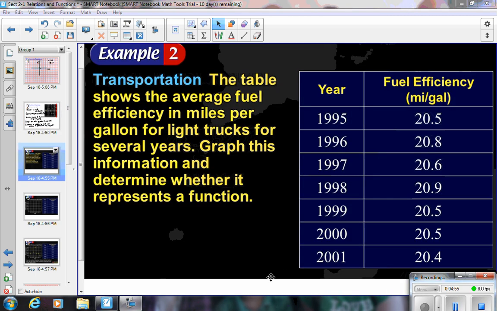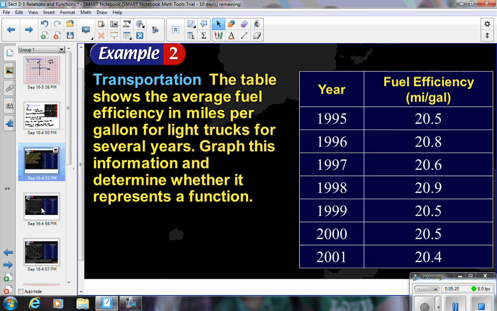Here's another example, and you might not want to copy this into your notes, so you can go ahead and just listen. So here the table shows the average fuel efficiency in miles per gallon for light trucks for several years. You're asked to graph this information and determine whether it represents a function. So here we have the years given, and we have the fuel efficiency in miles per gallon.